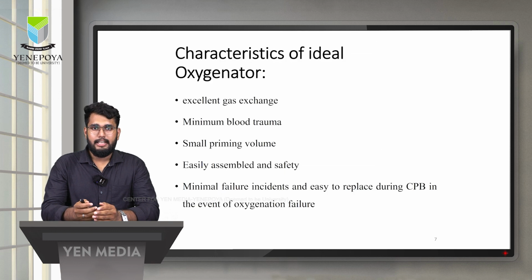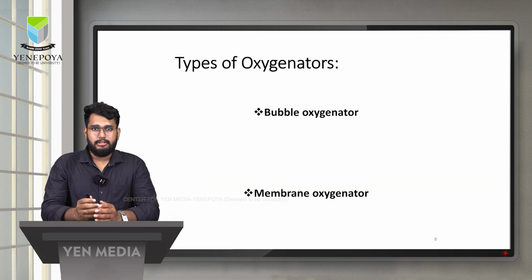Then what are the ideal characteristics of an oxygenator? It should have excellent gas exchange, it should cause minimal blood trauma, it should have a small priming volume, be easily assembled and safe, with minimal failure incidents. In case of any failure, we should be able to replace the oxygenator very quickly without any complications. So oxygenators can be mainly classified into two types, bubble oxygenator and membrane oxygenator.